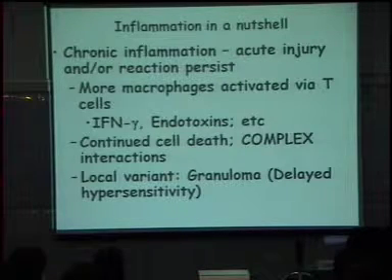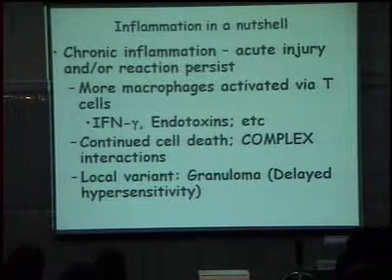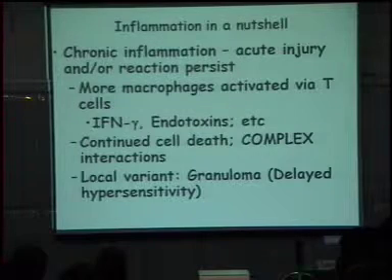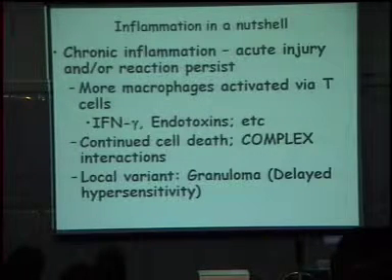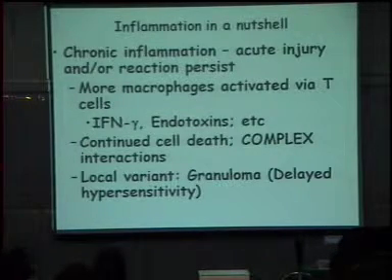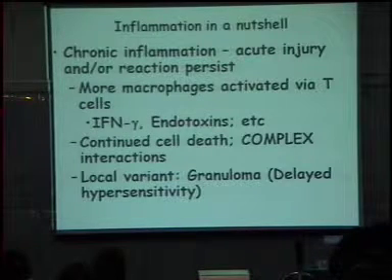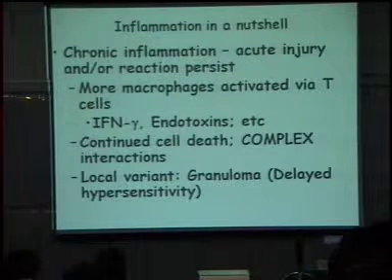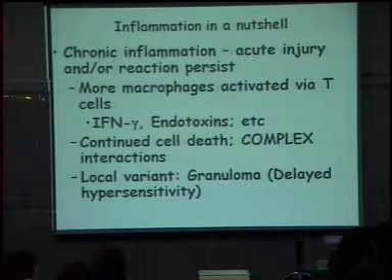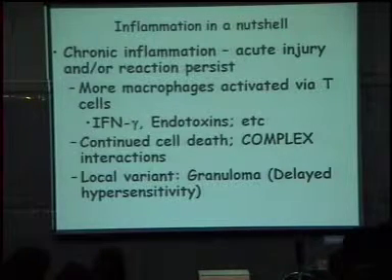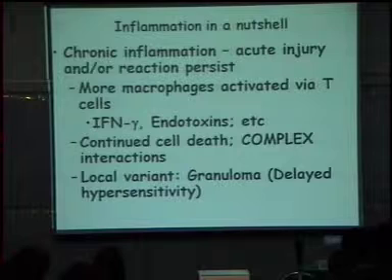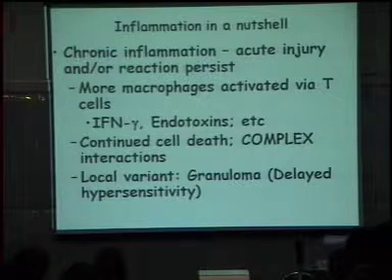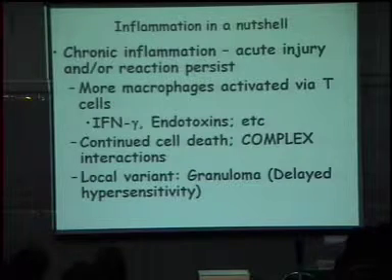Now chronic inflammation is acute inflammation that persists, and it can be little or a lot. And so it's both time and repeated injury. So it has a time component, but also a repeated injury component. Macrophages are working together with the T cells. Again, the interferons, endotoxins, complex interactions that I'm not going to go into now, and that are ill understood.